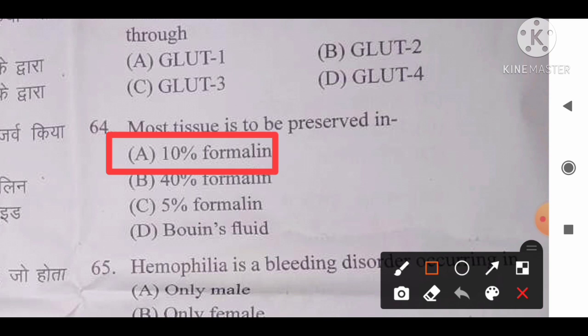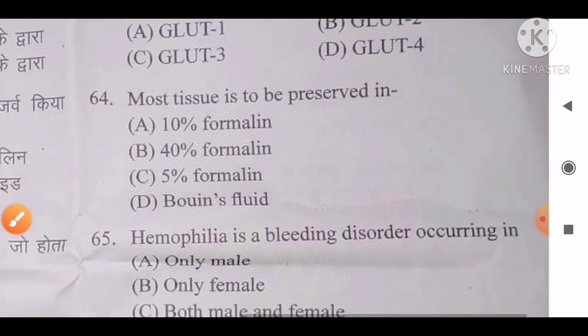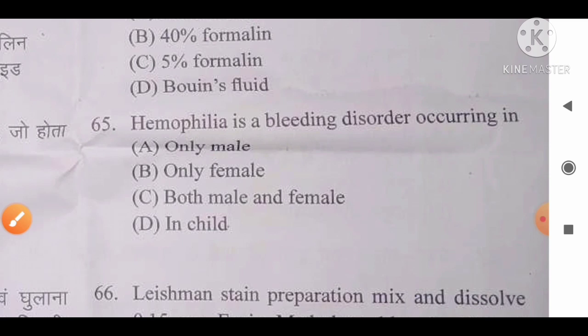So option A will be the correct answer for this question, but as per the answer key, they have given option B, 40% formalin, as the correct answer. So you can correlate the correct answer as per your own knowledge. As per my best knowledge, it should be option A, 10% formalin will be the correct answer for this question. Move to the next question number 65.